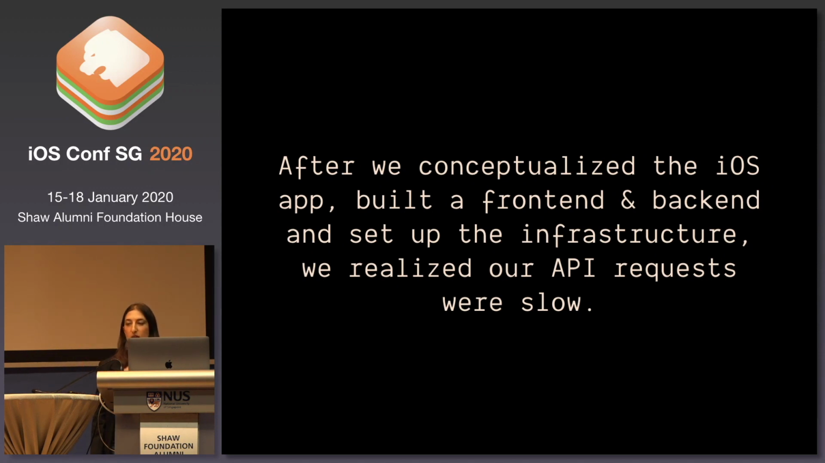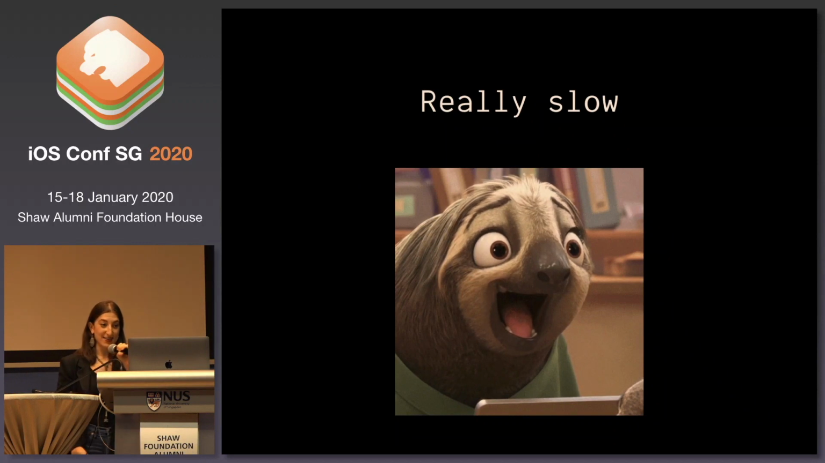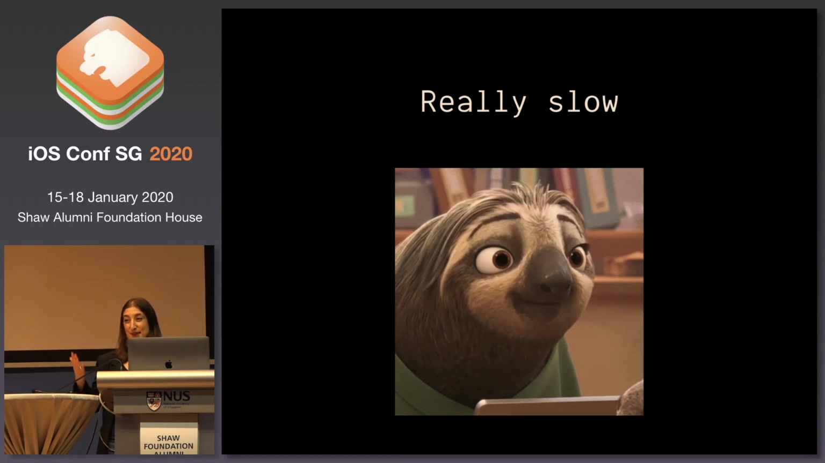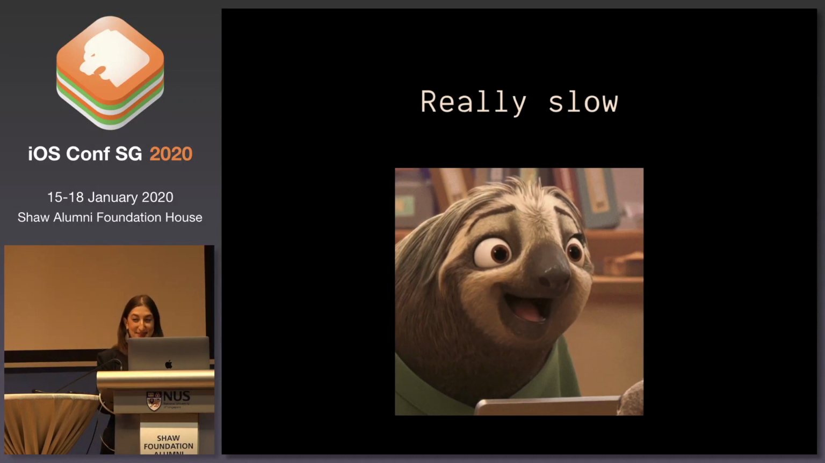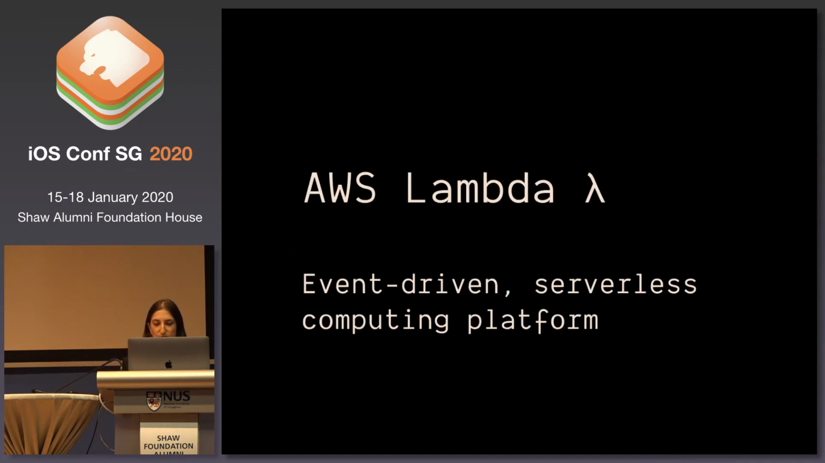We then realized that our API requests were slow, really slow, like prohibitively slow, and it was a problem because obviously people have stuff to do. They can't wait for your app to finish loading. After some investigation, we noticed an issue with our infrastructure. So let me tell you more about the problem and how we diagnosed it and then what we did. So we decided to use AWS Lambda for our infrastructure.